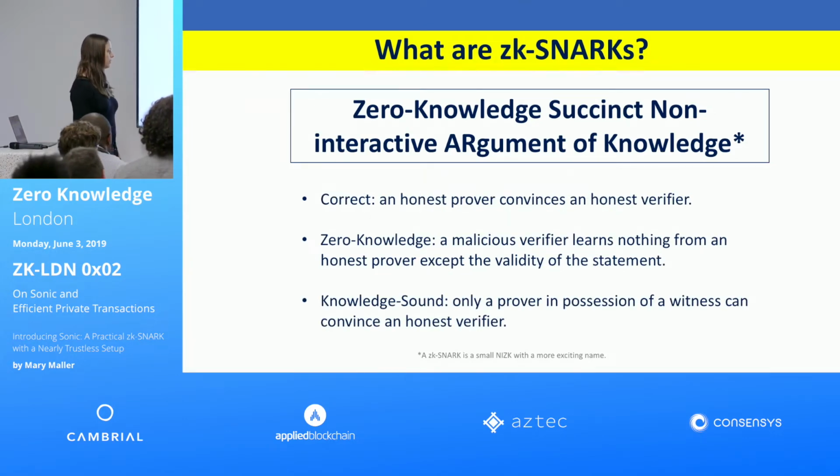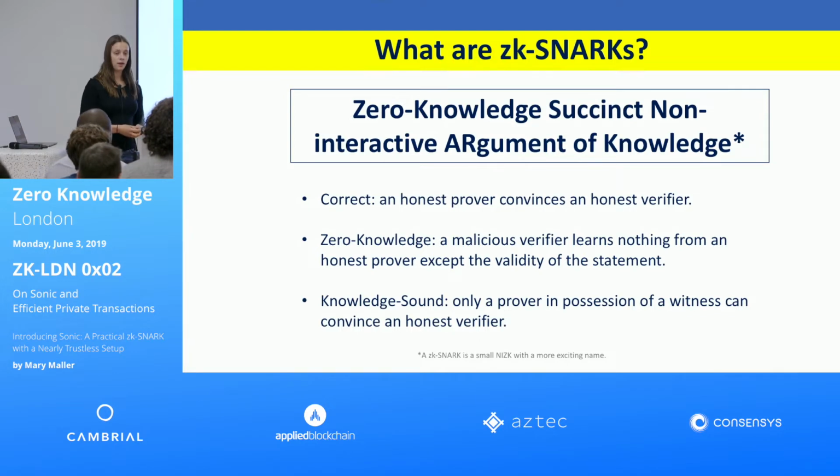So the way we define this formally is we have three properties. We want correctness: an honest prover can always convince an honest verifier. We want zero knowledge, meaning that a malicious verifier cannot learn any useful information from an honest prover beyond what they're supposed to learn anyway. And we want it to be knowledge sound, and this essentially means that a malicious prover cannot convince an honest verifier.